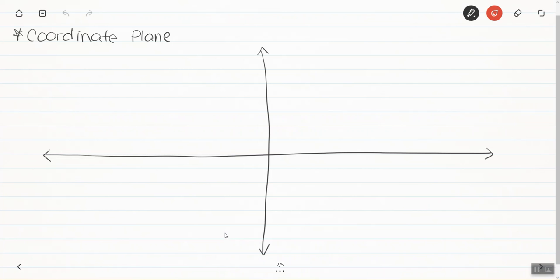So let's first review what is the coordinate plane. So you can draw a coordinate plane. It is formed by the intersection of 2 number lines that meet at their zero. So let's write that in. So it is formed by the intersection of 2 number lines at their zero.